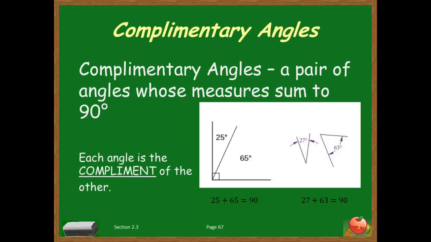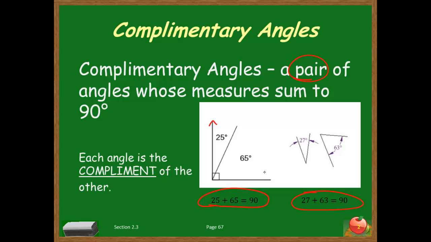Complementary angles. Complementary angles are a pair of angles whose measures sum to 90 degrees. So we are talking about a pair. That means there must be two angles. Each angle is the complement of the other. The angles must add up to 90 degrees.